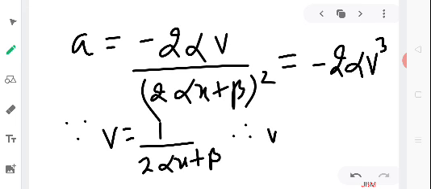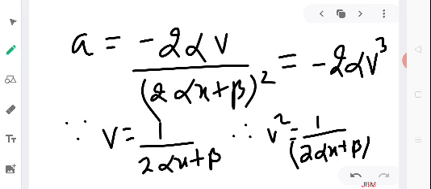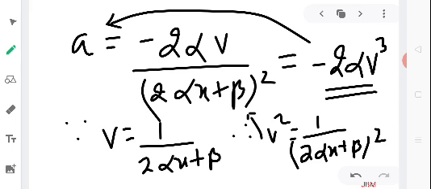Therefore v square will be equal to 1 by 2 alpha x plus beta whole square. So we can put this v square here. See, it's the same thing now. So in place of 1 by 2 alpha x plus beta whole square, we can substitute v square. So minus 2 alpha v into v square, that gives us minus 2 alpha v cube. So this is the expression for acceleration that we were supposed to obtain.